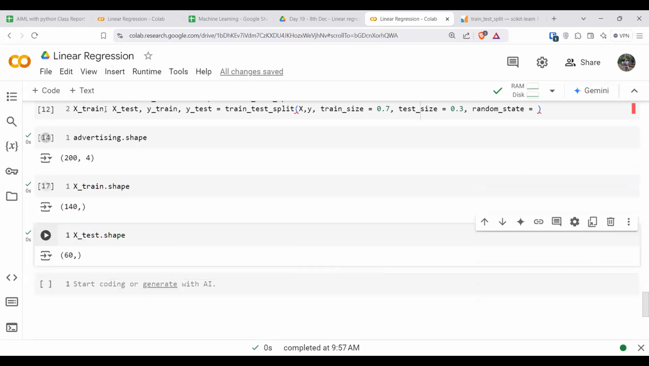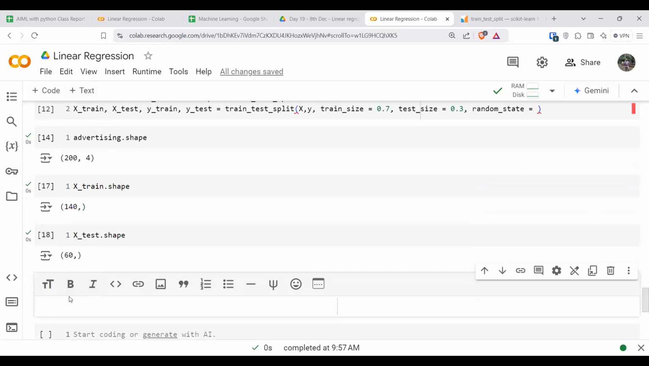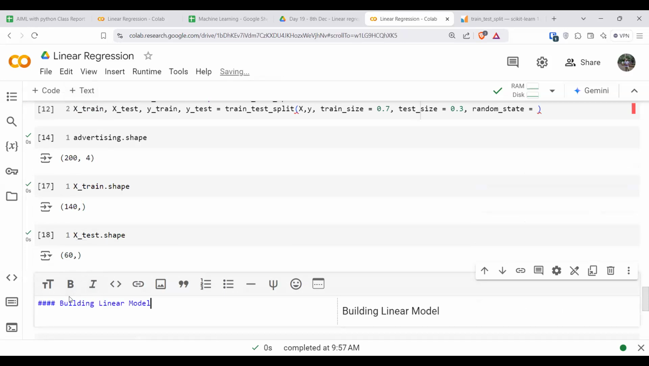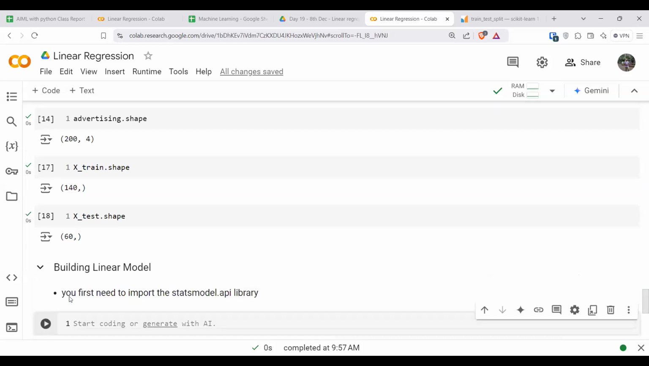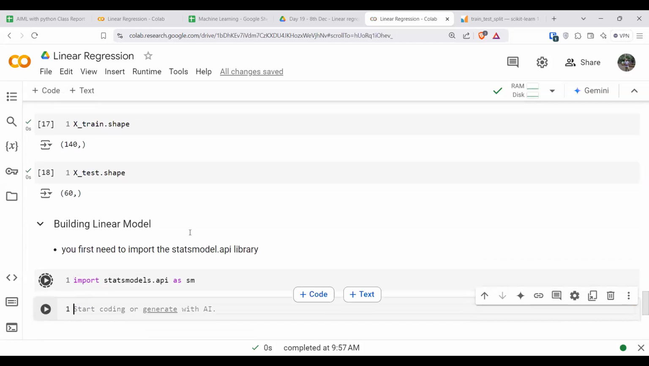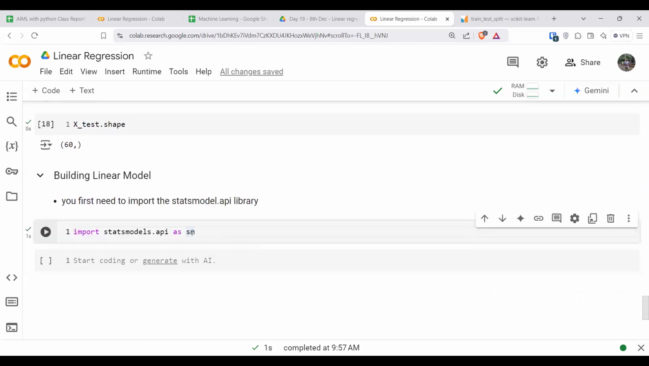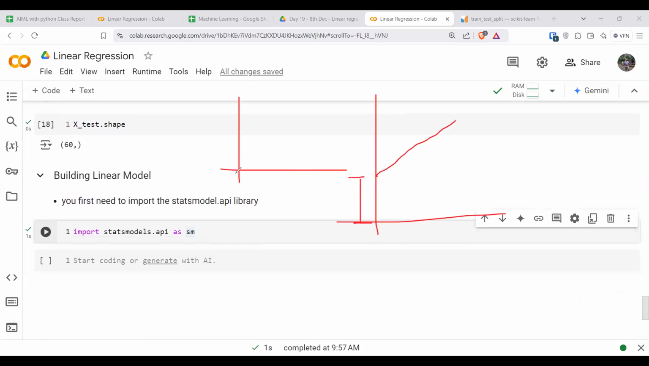Now it's time to build a linear model, but not by using sklearn. You first need to import the library statsmodels.api, using which you will perform the linear regression. So let us import that using statsmodels.api as sm. This is a standard procedure to import the library. And by default, the statsmodels library fits a line on the dataset which passes through the origin, right? So even if you have an intercept, it will not assume that. By default, it will pass through the origin.